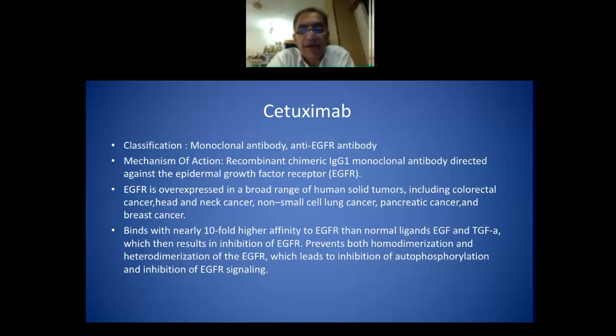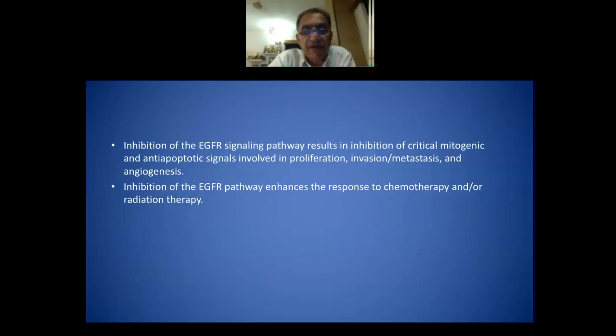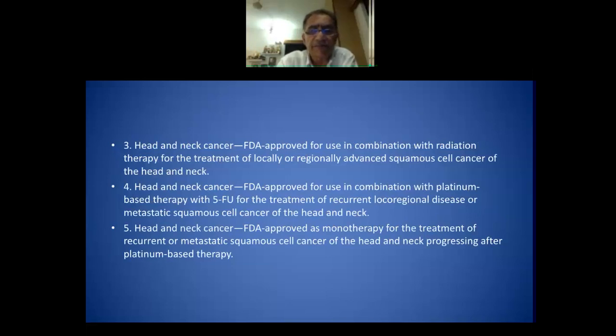So it's a monoclonal antibody. It's an anti-EGFR. It works against the epidermal growth factor receptor, and essentially there is an inhibition of the EGFR signaling pathway, and this is what enhances the response to both chemo and radiation.